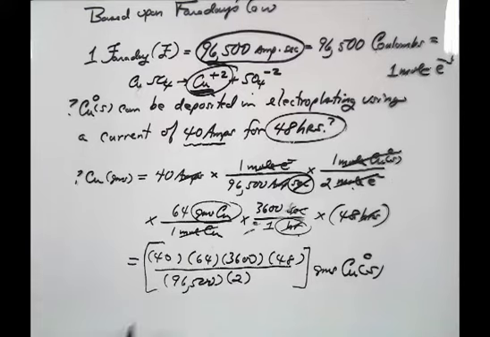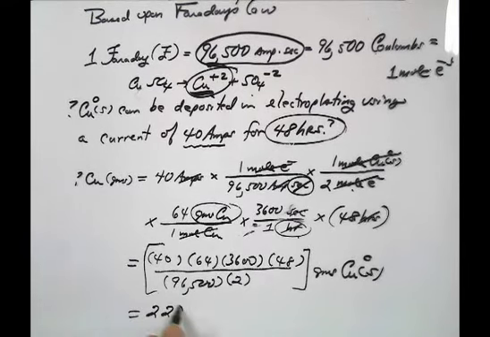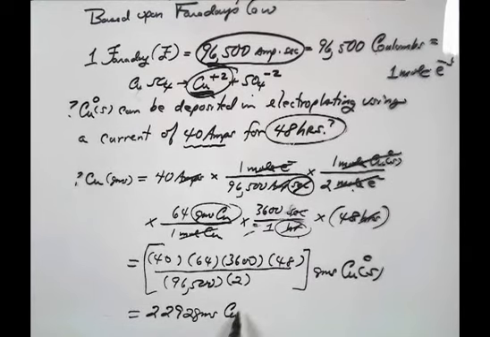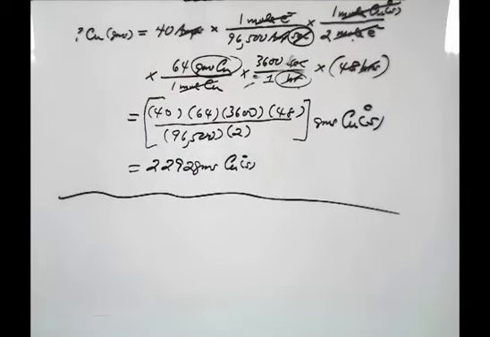So in my calculation, I've got 2292 grams of copper deposited from the copper sulfate using 40 amps for 48 hours. Now you could have it set up where it would just build up a big block, and then you sell it off in a big block. Okay.